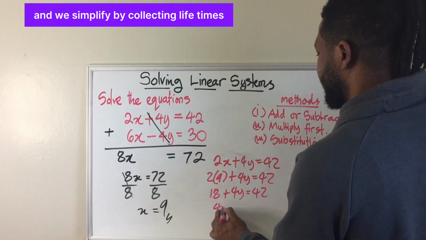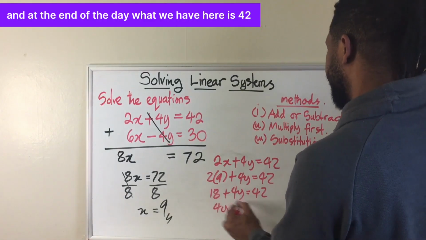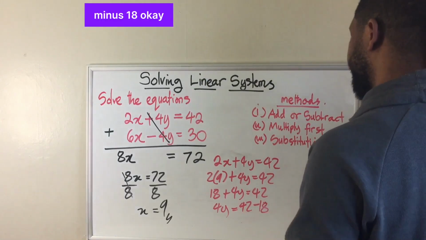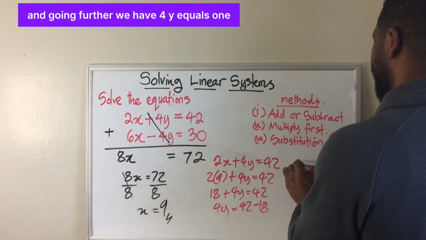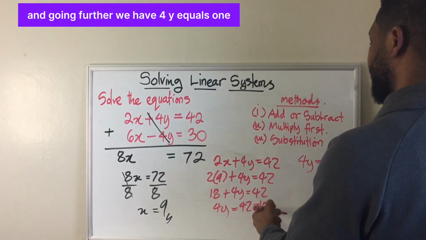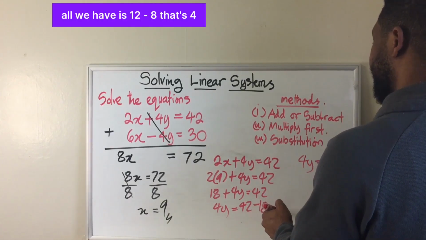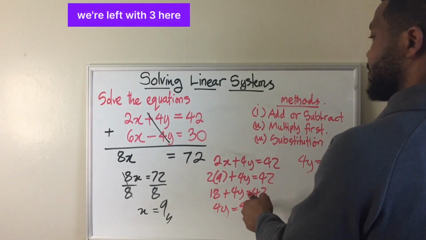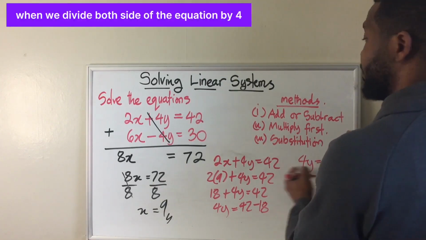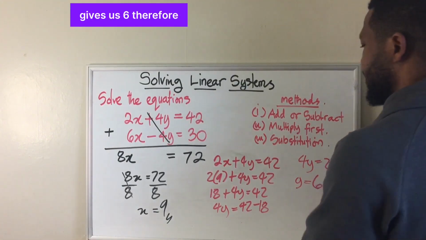And we simplify by collecting like terms, and at the end of the day, what we have here is 42 minus 18. Going further, we have 4y equals, when we subtract this out, 24. And y, when we divide both sides of the equation by 4, gives us 6.